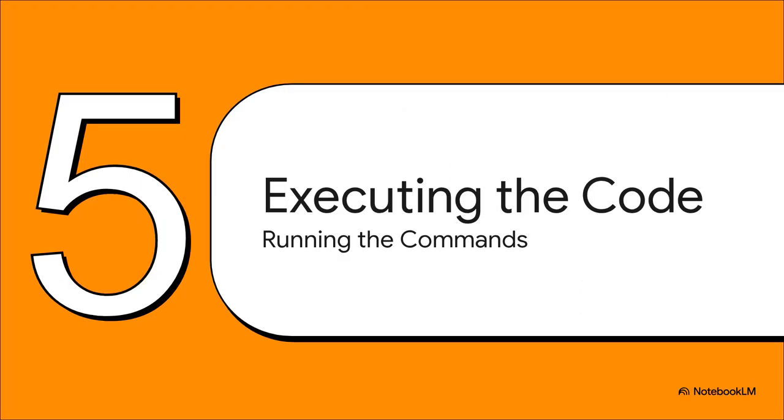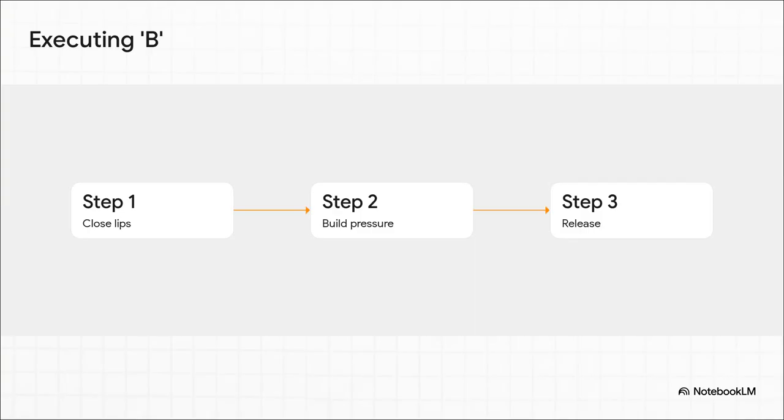Which brings us to section 5, executing the code. Let's run some commands. Let's actually decompile a few words to see this running in real time. The text suggests starting with the letter B. Try making a B sound again. Close your lips, build up that air pressure right behind them, and then release. Boom. According to the book, you just mathematically created a bounded space with a purpose.